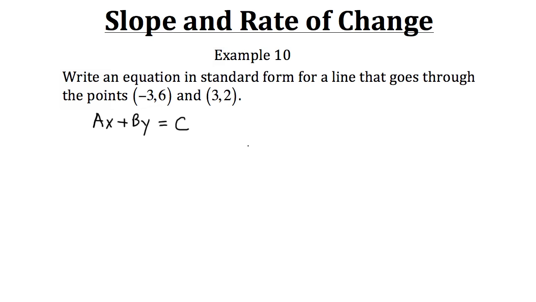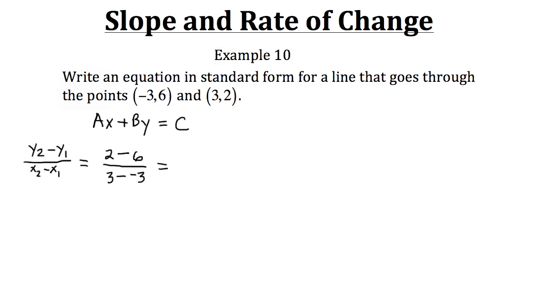So let's put it in point-slope form first, which in that case we're going to need to find the slope. So let's find the slope by doing the slope formula: y2 minus y1 over x2 minus x1. So let's just say this is our second point. So our y2 is 2 minus 6, and then divided by our x2, which is 3, minus our x1, which is a -3.